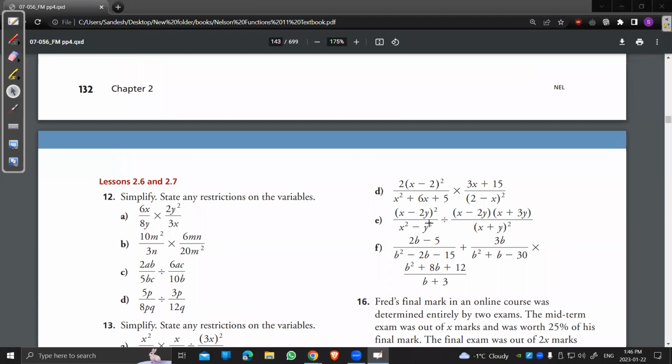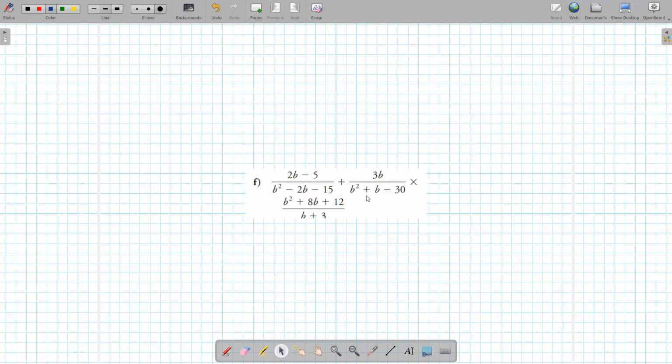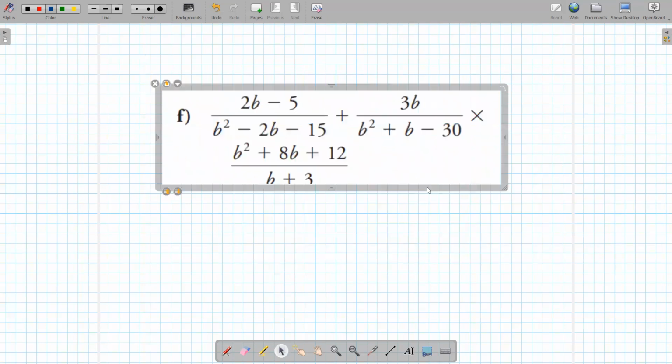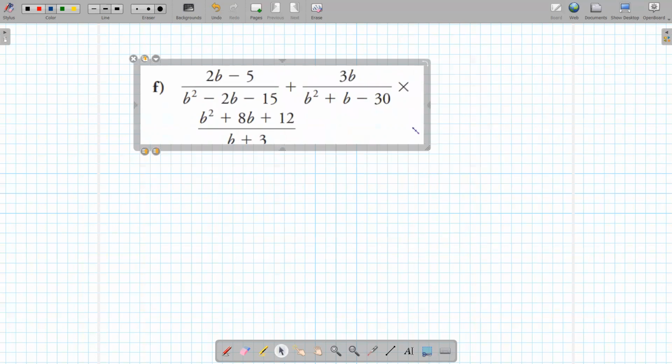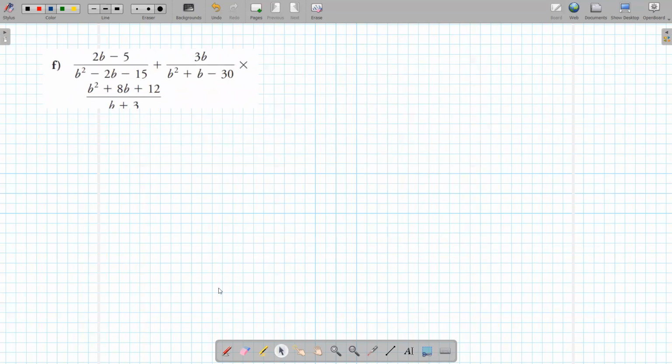Let's try another one. Okay, again, there's a bunch of trinomials. We don't like trinomials, so we're going to try and convert all of them into their simpler factored forms. So the first numerator, you can't do anything with it. What does the denominator factor out to?